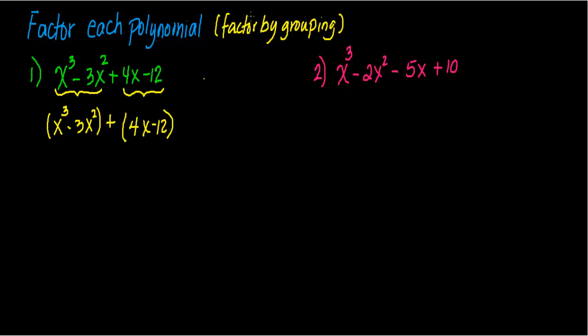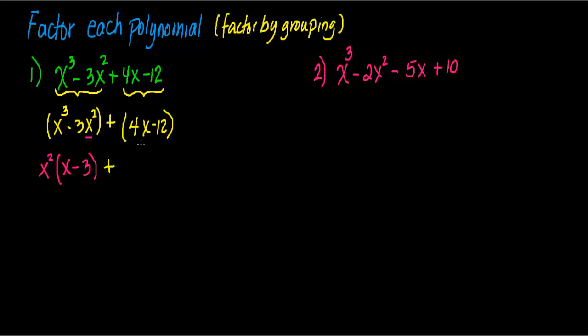That's your first step. Your second step is, for this first group that you made, factor out what's common here. And what's common here is an x squared term. So I'm going to factor out x squared, and x squared times x will give me x cubed. This minus sign I bring down, and x squared times 3 will give me 3x squared. And there you've factored the first group. Now bring down the plus sign, and factor the second group.